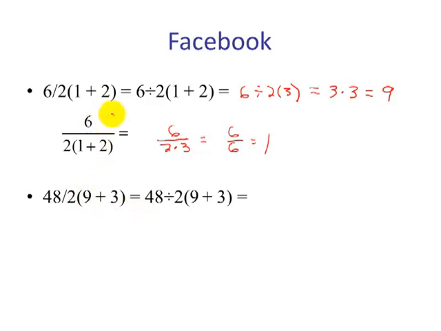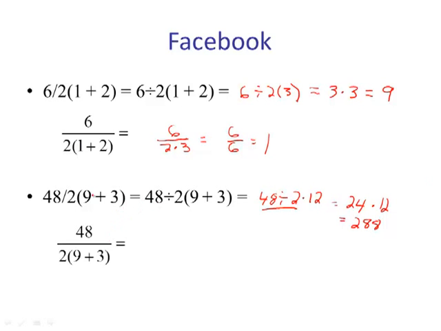This one down here is a lot like this one. Our first step is we want to do parentheses first, so this is 12. Okay, the next step is to divide before we multiply because we're doing it from left to right. 48 divided by 2 is 24, and 24 times 12 is 288.